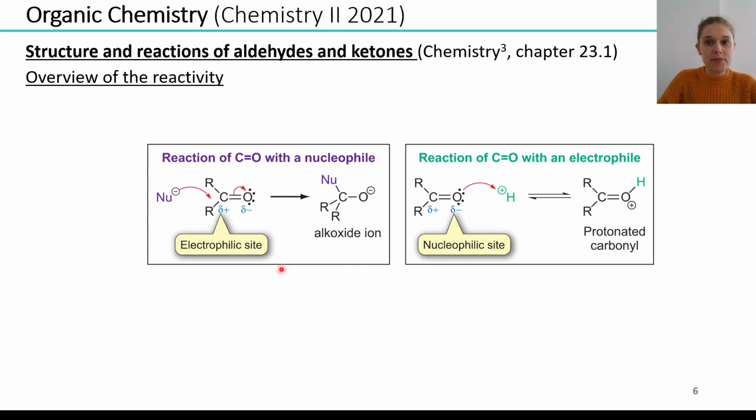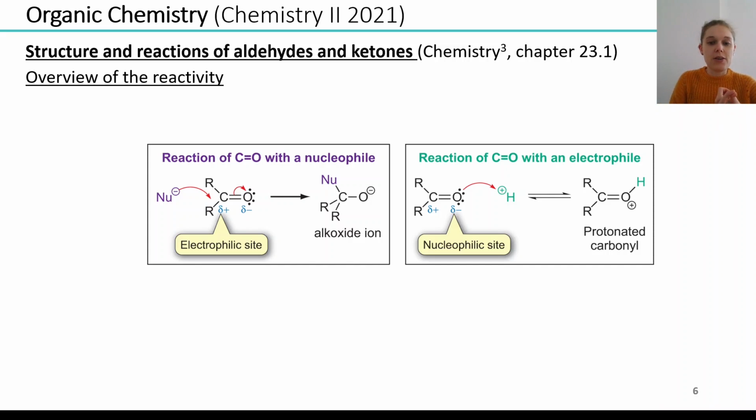As we just saw, the partially positively charged carbon atom will act as an electrophilic site where the nucleophile can attack, and hereby an alkoxide ion is formed. Conversely, the partially negatively charged oxygen atom constitutes the nucleophilic site and can, for example, react with a proton to form a protonated carbonyl.